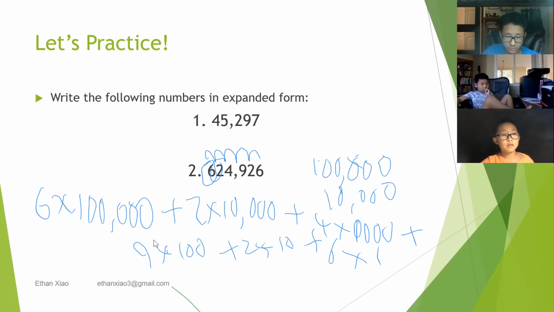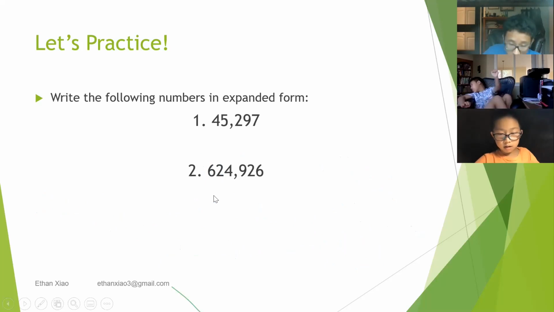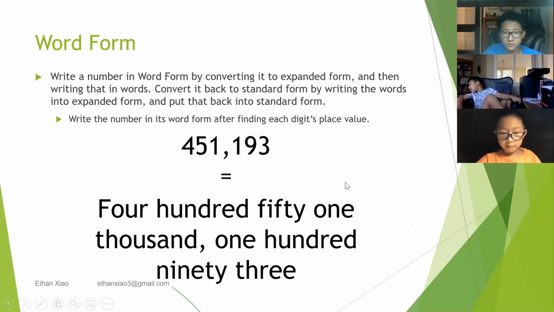All right, so now we have the next slide. So word form. We write a number in word form by converting it to expanded form and then writing that number into words. Then we convert it back to standard form by writing the words into expanded form, and we put it back into standard form if you want to change one from word form into standard form.